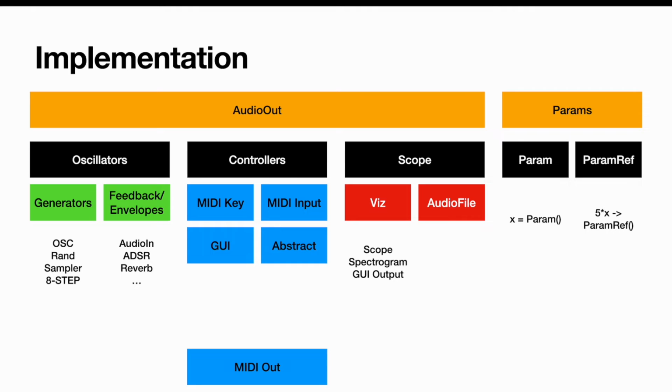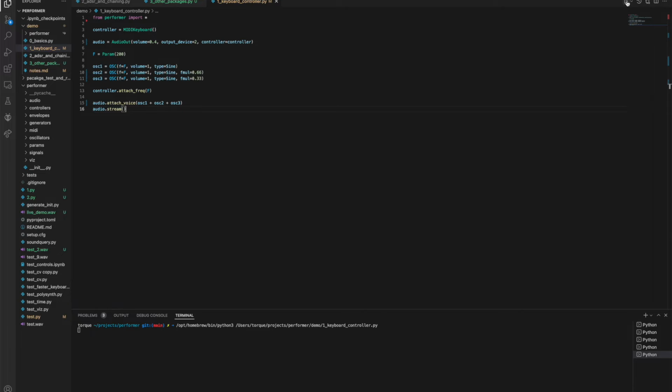This is what a typical hierarchy would look like. You have an audio out object that manages everything under it, from oscillators to MIDI inputs and MIDI outputs, and all of this is handled by the audio out object's queue. This is a simple example of summing multiple LFOs controlled by a MIDI keyboard.